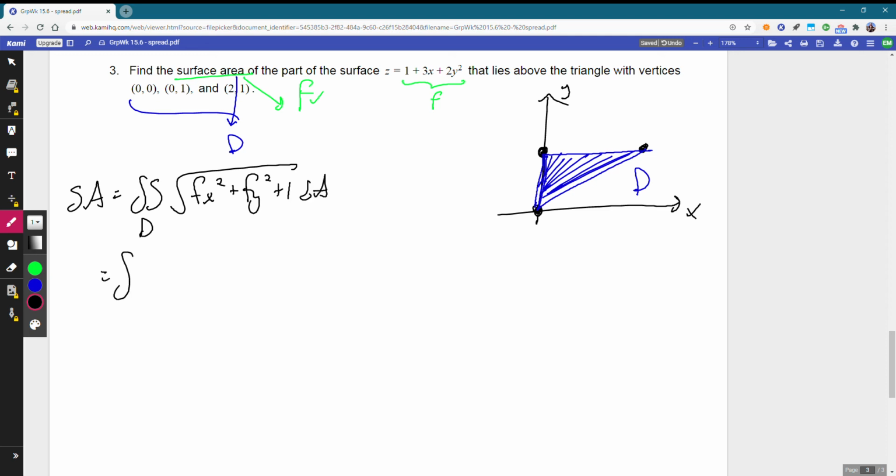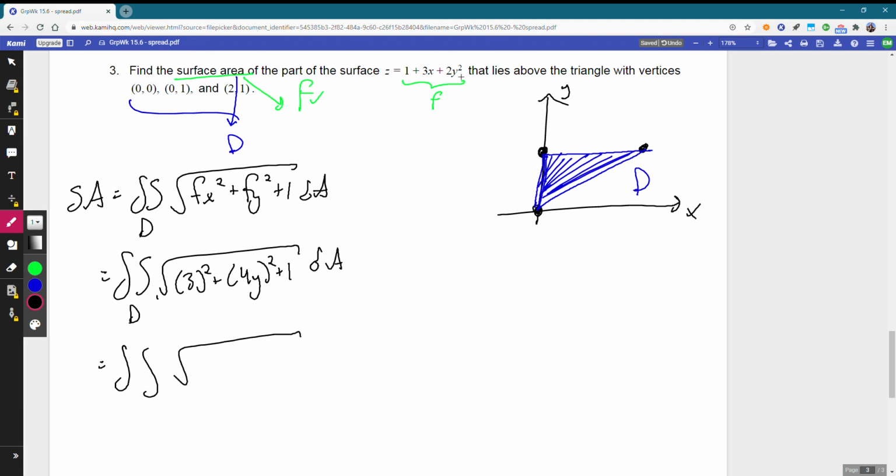All right, so taking our two partials, our function with respect to x, up here, partial with respect to x is going to be just the constant 3. And with respect to y, we're going to see 4y. So that will be squared plus 1. And so just simplifying a little bit what we have here. Inside the square root, we're going to have 9 plus the 1, and then we're going to have 16y squared.